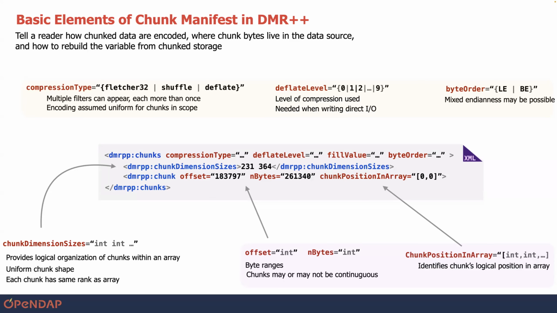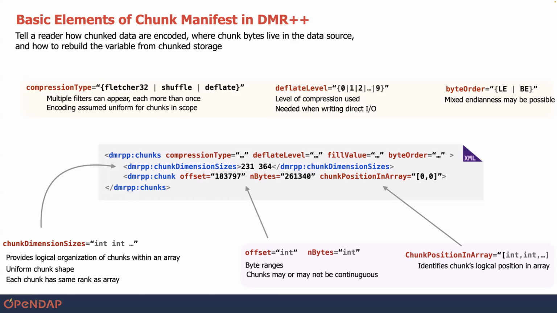It contains a chunk dimension size element that tells us the logical size of the chunk. So this enables us to say that this particular chunk fits in this space in an array. So suppose we had a 100 by 100 array, we might have the chunk dimension sizes be 50 by 50. So there'd be four chunks in that array. One in the upper left corner, 0 to 50, the next one in the upper right corner, 50 to, I guess, 99, and so on.